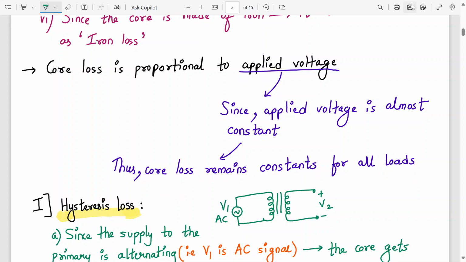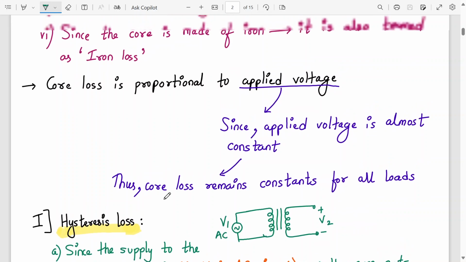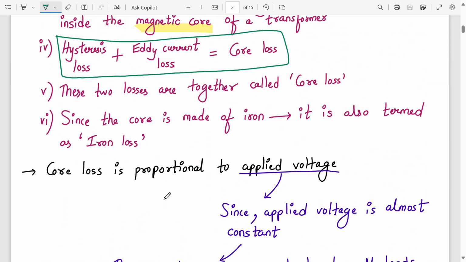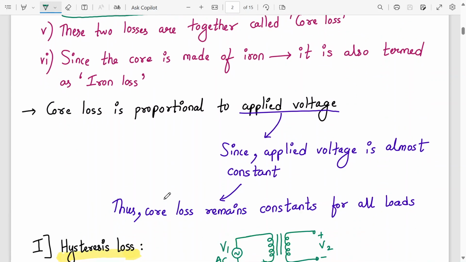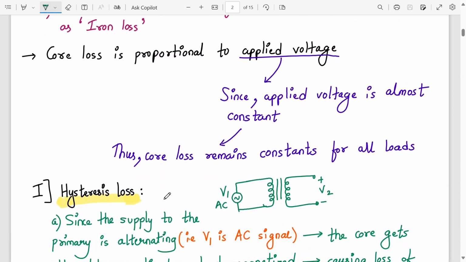Agree on this point? You don't have to write all this. You have to write only the main headings. Okay. So any doubt in iron or core losses? They have further classified into hysteresis loss and eddy current loss. So can we go for the hysteresis loss now?